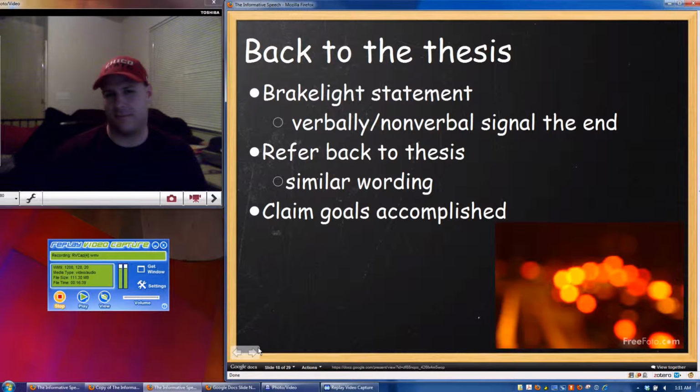Try to find a way that kind of fits with the theme of your speech and is a little more creative than that, especially if you want to score in the highest category of organization. After you've given that brake light signal, you want to refer back to your thesis. Now, what people have done in the past that has been really effective is to mimic the wording of your thesis. The idea is that you want to use wording that calls the original thesis to memory. Finally, assert that you've accomplished the goals of your thesis statement and try to leave the audience members with a feeling that you've done this and that they are now filled with the information that will allow them to understand their topic.